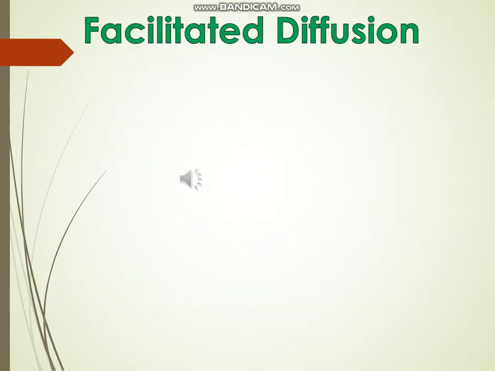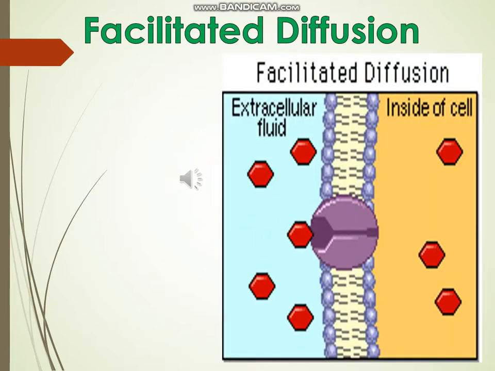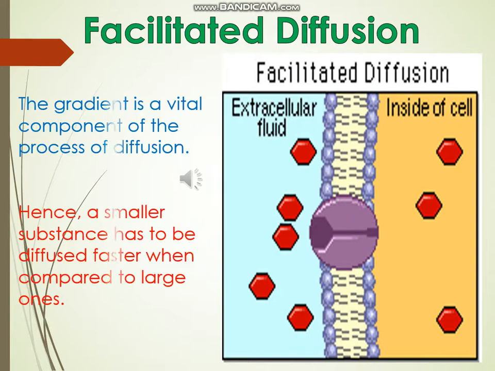Next one is facilitated diffusion. The gradient is a vital component of the process of diffusion. Hence, a smaller substance diffuses faster when compared to larger ones. Facilitated diffusion is a passive process that comprises antiport, uniport, and symport. Antiport protein exchanges solutes by transporting them in and out of the cell. The main function of uniport protein is to carry single solutes across the membrane. Symport protein transfers two different solutes simultaneously in the same direction.